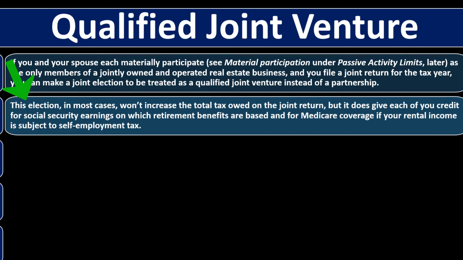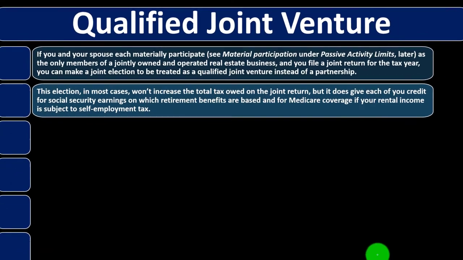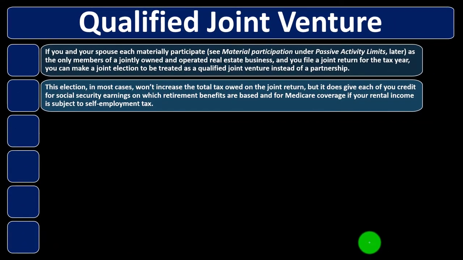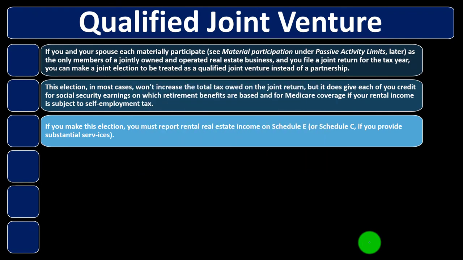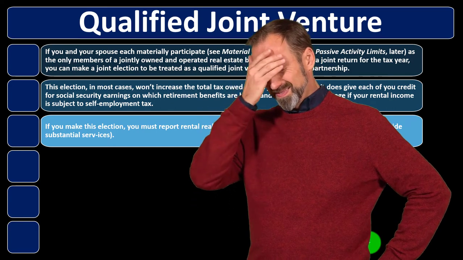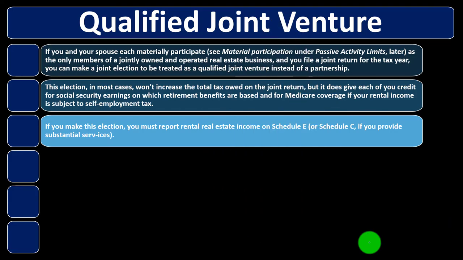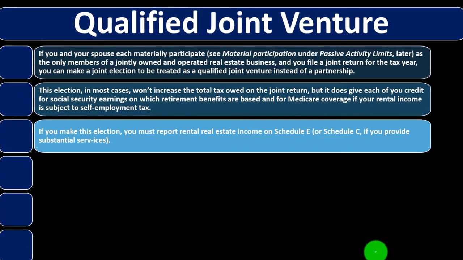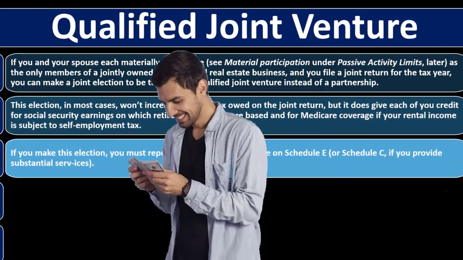This election in most cases won't increase the total tax owed on the joint return, but it does give each of you credit for Social Security earnings on which retirement benefits are based, and Medicare coverage, if your rental income is subject to self-employment tax. So if it's reported on the Schedule C, it might be subject to the self-employment tax. That's where the problem comes in, because you have to allocate the self-employment tax to the proper spouse so that they get the proper coverage for the benefits they'll be receiving at retirement time.